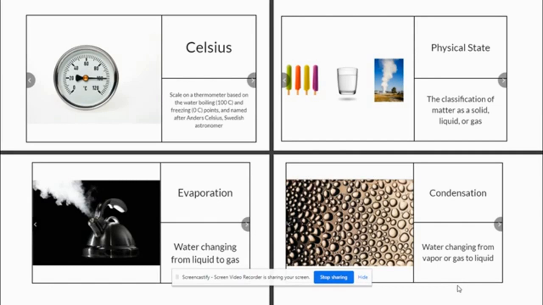Physical state is the classification of matter as a solid, liquid, or gas. So when you hear somebody say, what physical state is it in? The answer would be either a solid, a liquid, or a gas.